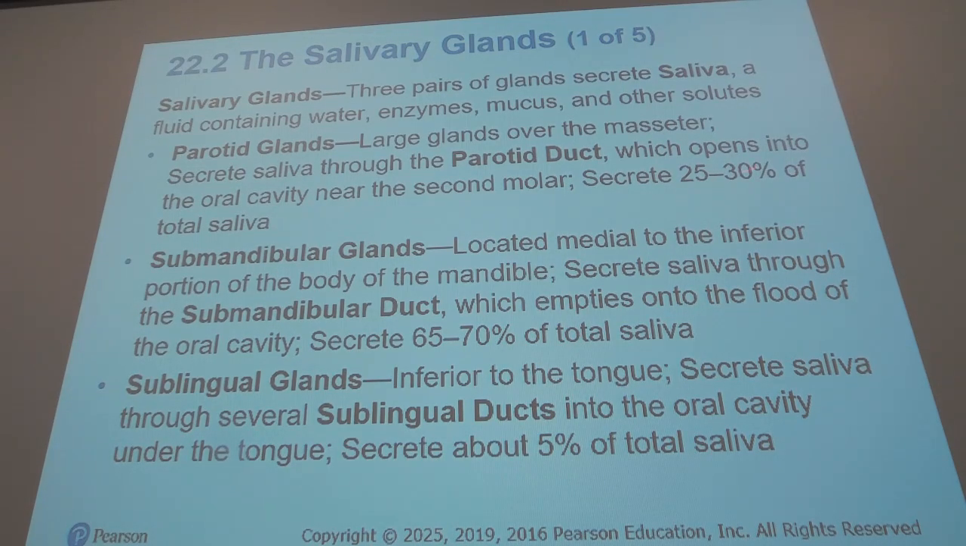So this parotid gland secretes between 25 to 30% of the total saliva. More or less, we produce around 1 liter of saliva per day. Submandibular glands are the second largest gland, but it's the gland that is the most active in producing saliva. It produces between 65 to 70% of the saliva, and it drains on the sides of the lingual frenulum.